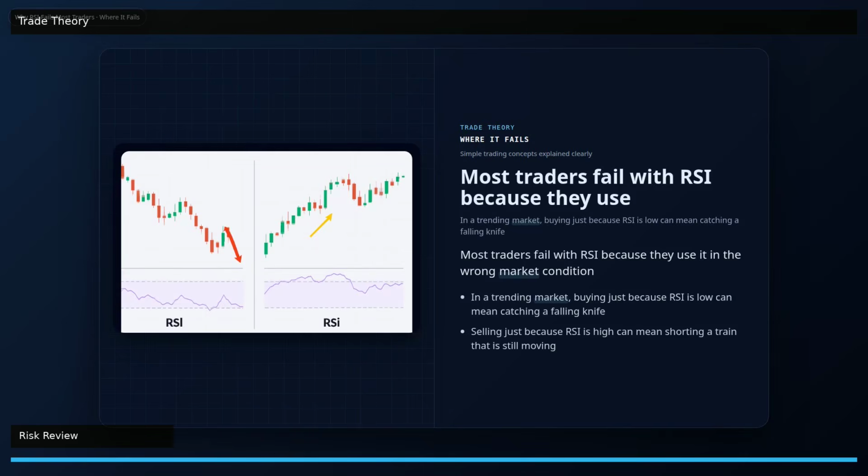RSI works better when price is already stretched and losing momentum, not when it is simply strong or weak. That is a big distinction. A strong trend can keep RSI pinned. A tired trend starts to show divergence, failed pushes, or loss of follow-through. Those are different setups. So what actually works?